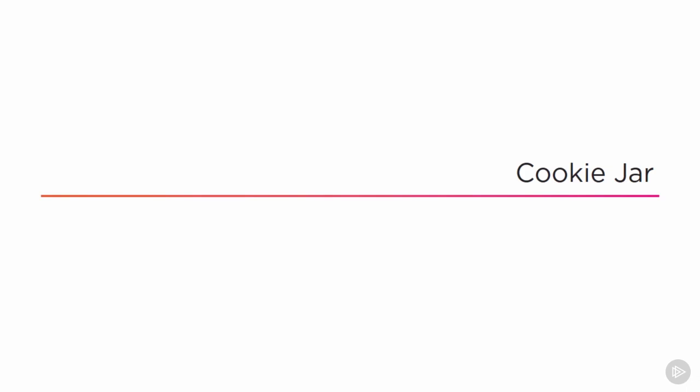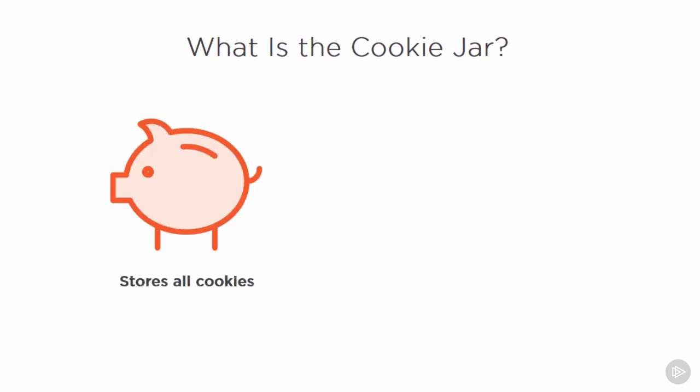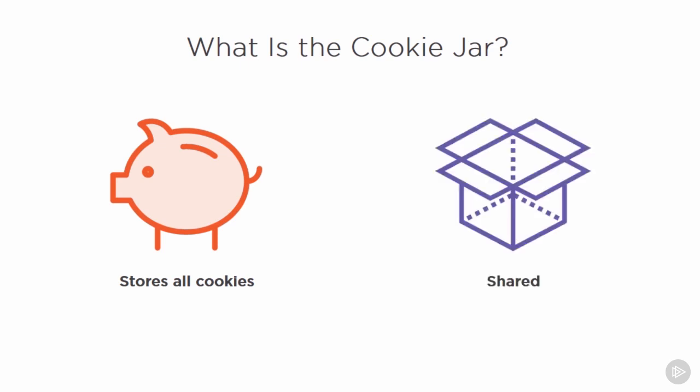Now let's go ahead and stick our hands into the Burp cookie jar. So what is this cookie jar? Well, once you start targeting an application, Burp is going to capture all of the cookies that you're using within that site. Now what Burp does is it's going to store all these cookies inside of its cookie jar. Now this cookie jar is shared between all of the Burp tools.